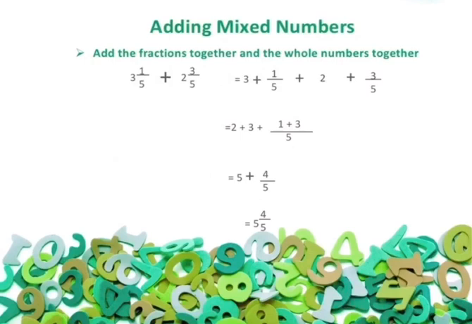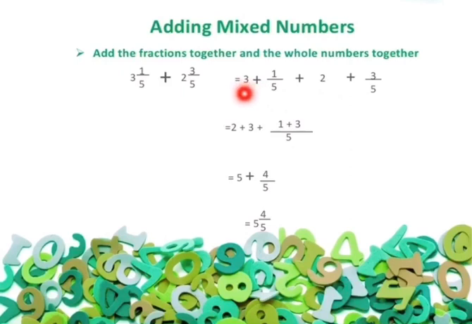Also, we can add mixed numbers, and the rule says we have to add the fractions together and the whole numbers together. Likewise, you can see the mixed number says 3 and 1 by 5 plus 2 and 3 by 5. So what will we do? We will add the fractions together and the whole numbers together.